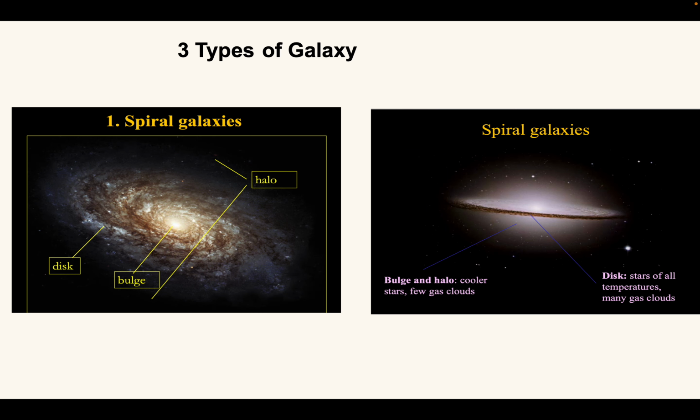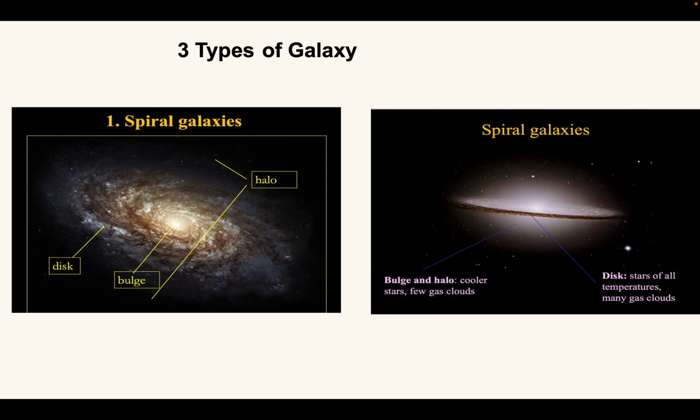Now, what are the three main types of galaxy? The spiral, elliptical, and irregular are the three main types of galaxy. The spiral galaxy, as the name suggests, has spiral arms. There are three distinct structures you can see in the spiral galaxy. One is the disc, another is the bulge around the center, and another is the halo that is over the galaxy.